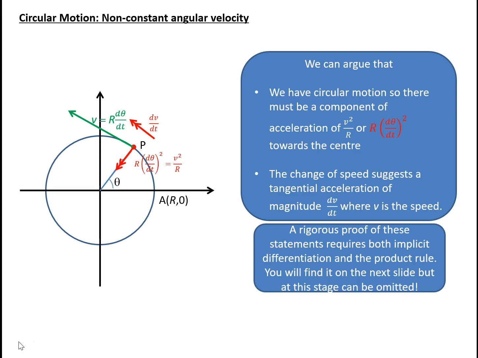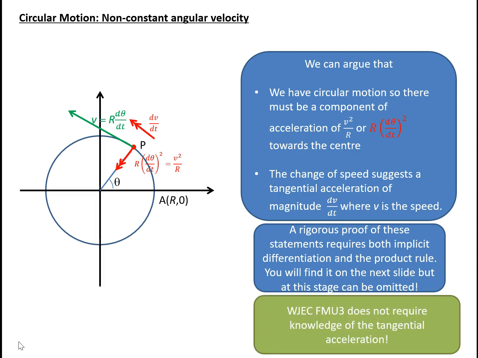We'll find this on the next slide, but at this stage, if you feel that you've had enough, it can be omitted. You certainly need to know and remember that the acceleration towards the centre is always v squared over r, or r times (d theta by dt) squared. It's useful to know about the tangential acceleration. However, the WJEC specification for Unit 3 does not require this knowledge.